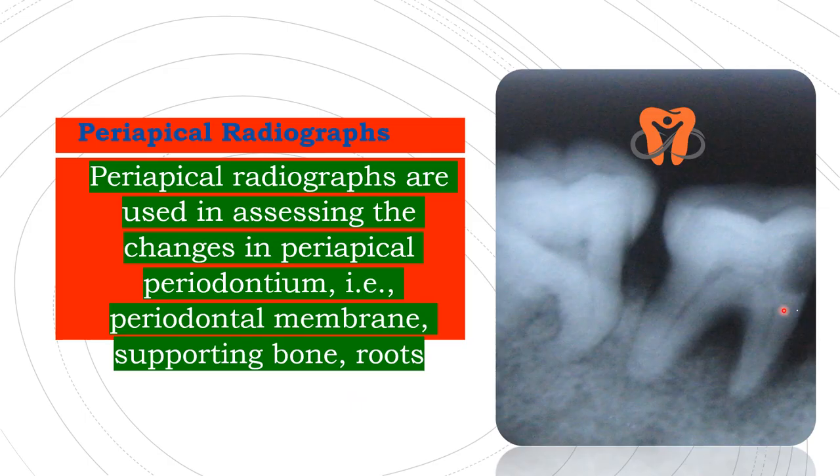The periapical radiographs are used to assess the changes in the periapical periodontium, that is the periodontal membrane, supporting bone and the roots. Now, you look at this radiograph and in this you check out this particular tooth. You see there is radiolucency present in the proximal area indicating proximal caries. Now, this radiolucency is approaching the radiolucency present here. Now, this radiolucency is the pulp space or the root canal. So this radiograph indicates that this particular caries has approached the pulp, so quite possibly there is endodontic involvement of the tooth. Also, you can see bone loss present in the interdental areas and in the furcation area.